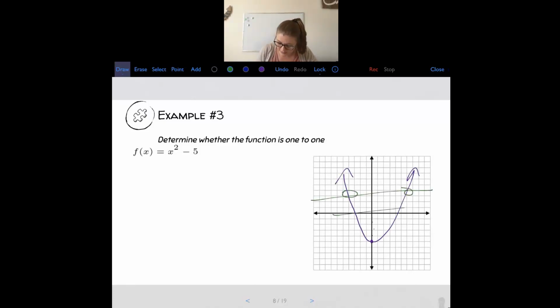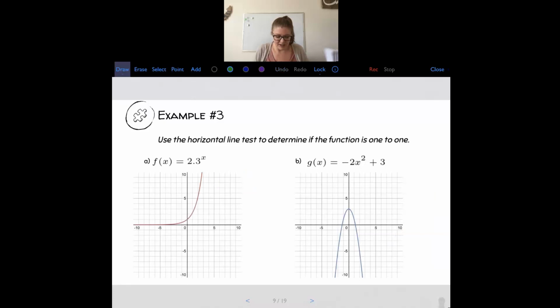It intersects twice. Okay, it's going to be a problem throughout. You only need one horizontal line that intersects the graph more than once to determine whether it's one-to-one or not. Okay, so in this case it is no. I just drew more lines to show various examples depending on where you started your lines.